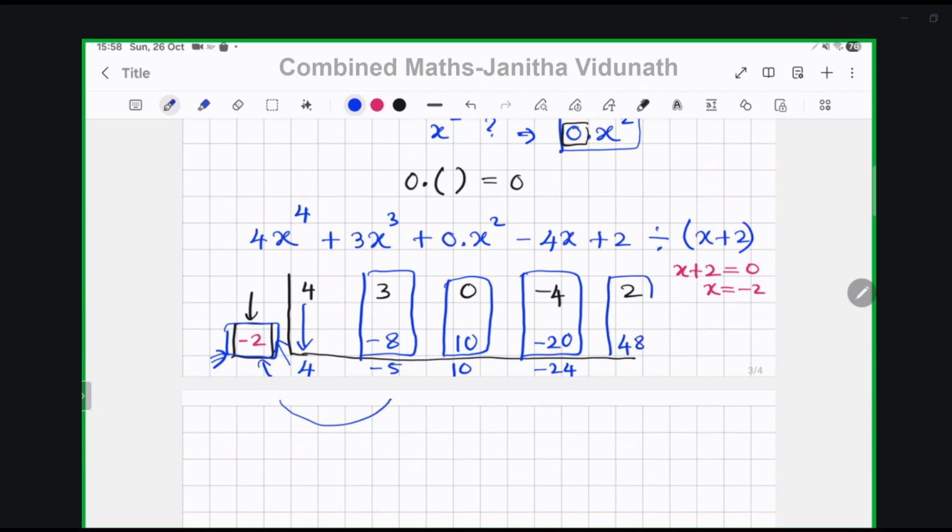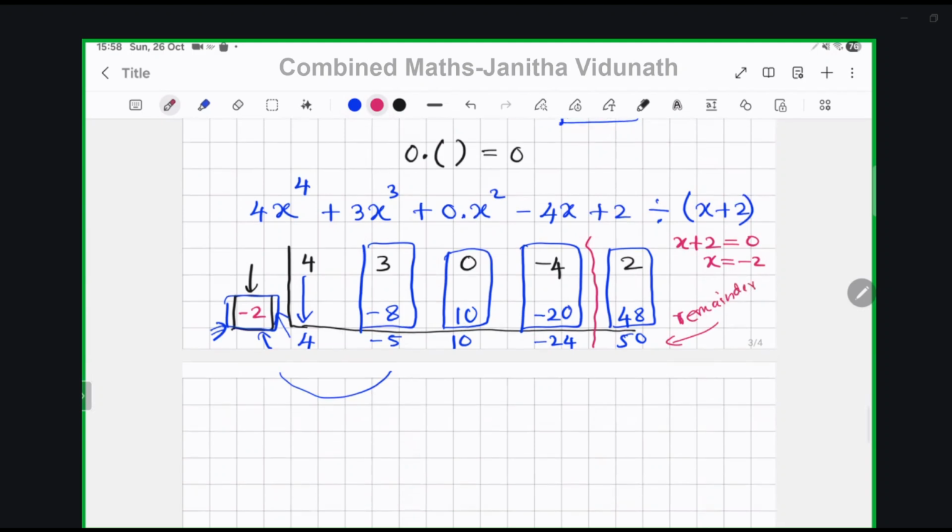Then we need to add those two numbers. That means 2 plus 48 is 50. Then the last number in the bottom row is the remainder. This is the remainder. And the other numbers should be our coefficients of the quotient. That means 4, minus 5, 10, and minus 24.